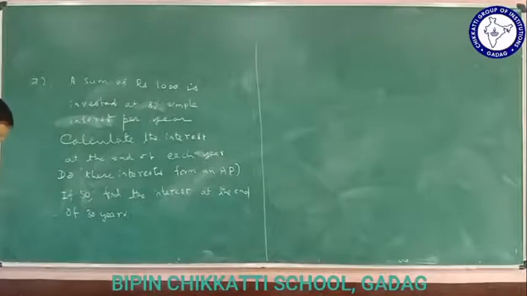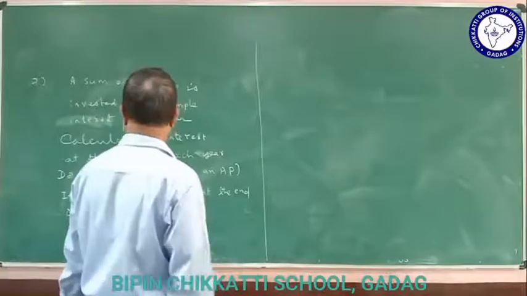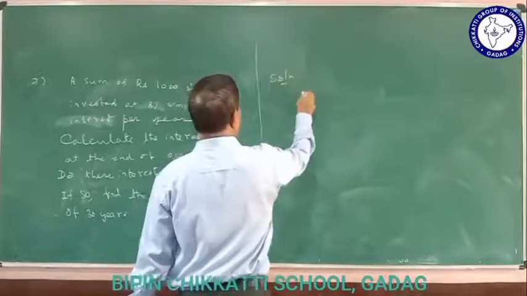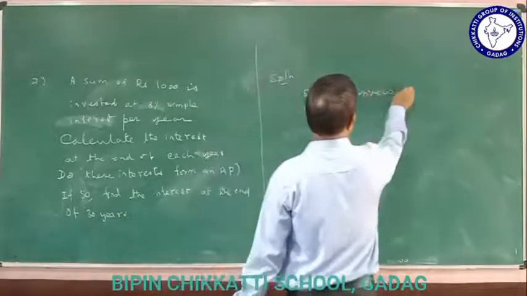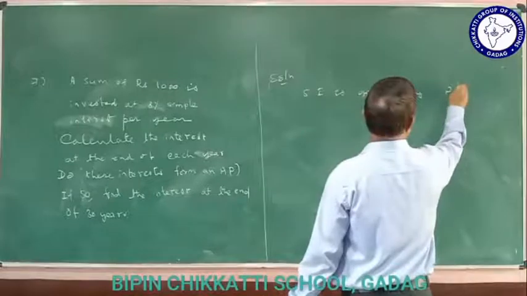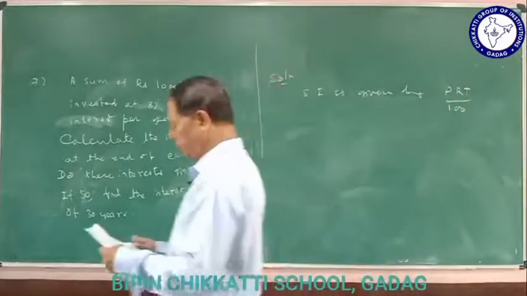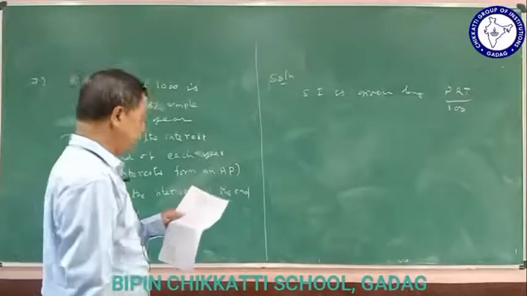If they are in AP, then you have to see the common difference, and accordingly we can find the result. See that solution. Simple interest is given by the formula PRT upon 100. This is the formula we use when simple interest is to be calculated.